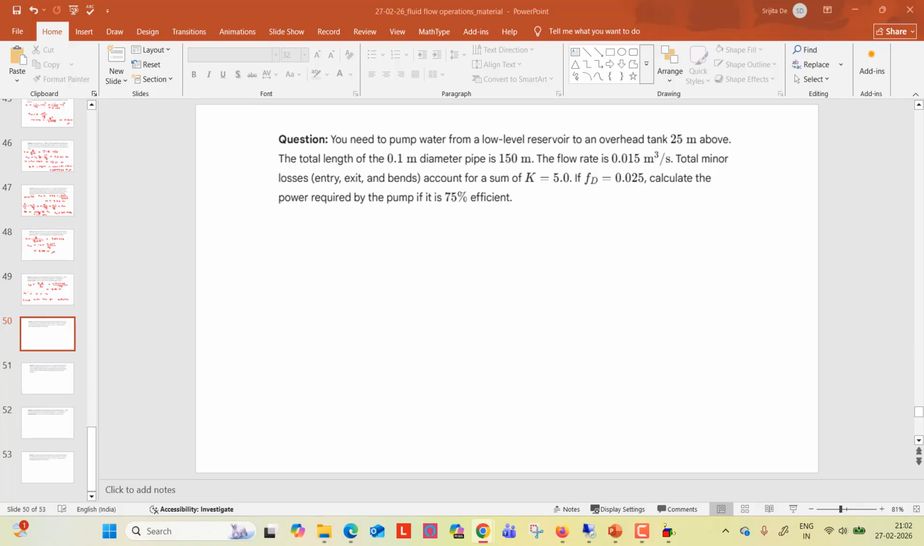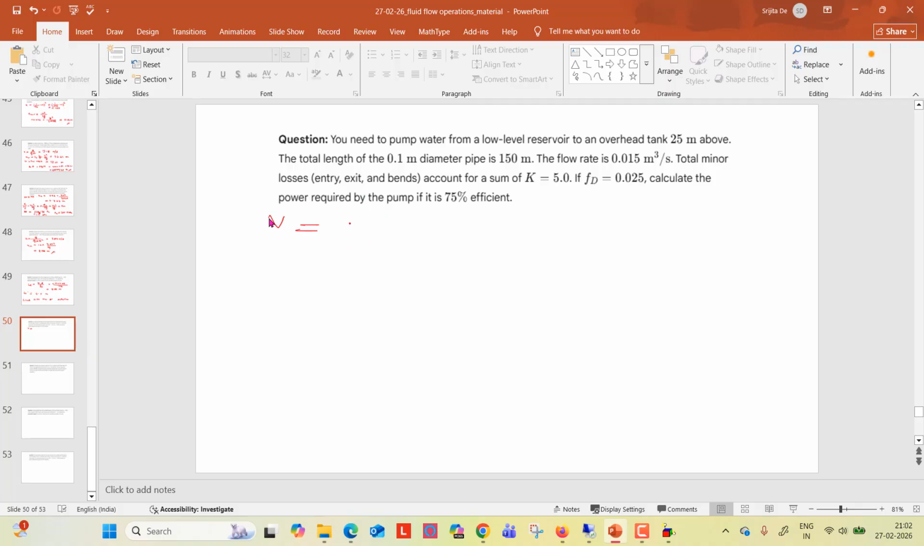You need to pump water from a low-level reservoir to an overhead tank 25 meter above. The total length of the pipe is 150 meter. The flow rate is given. Total minor losses sum is given. FD is given. Calculate the power required. First, you need to calculate the velocity. I will not do this in detail because I have done this type of problem many times in this session.